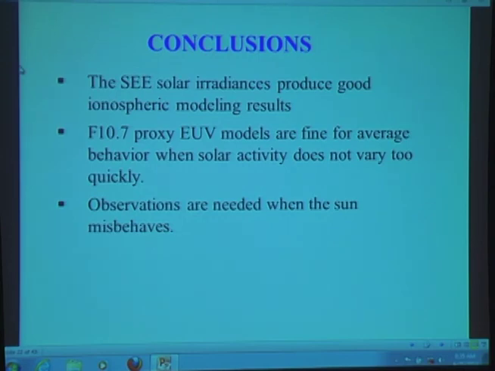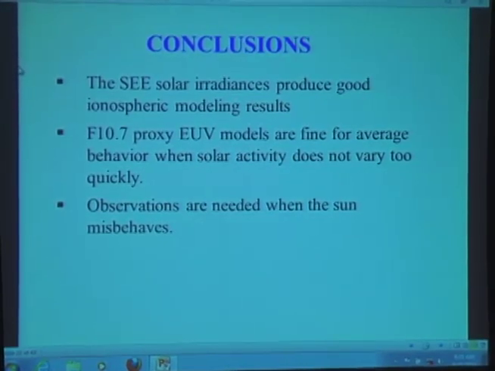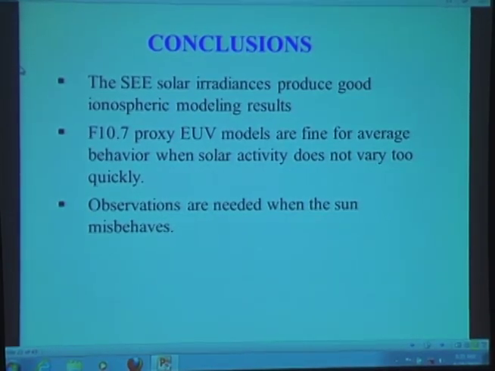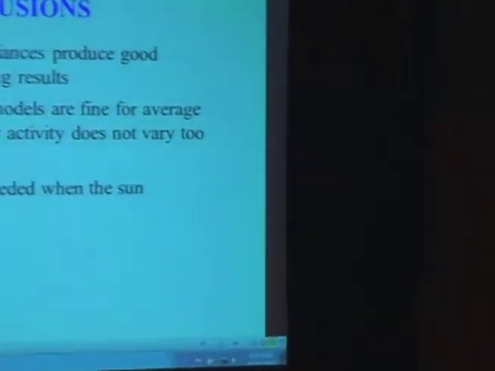And in conclusion, I think the big thing is that the SEE solar irradiances are producing very good ionospheric results, and it hurts me to say, but I think we should move away from EUVAC and HEUVAC and either use the SEE data or use a model based on the SEE data. The models are good for normal behavior, but when the sun misbehaves as it did during the last solar minimum and maybe in the future in the solar maximum, we really need those observations to give us the ground truth. Thank you.